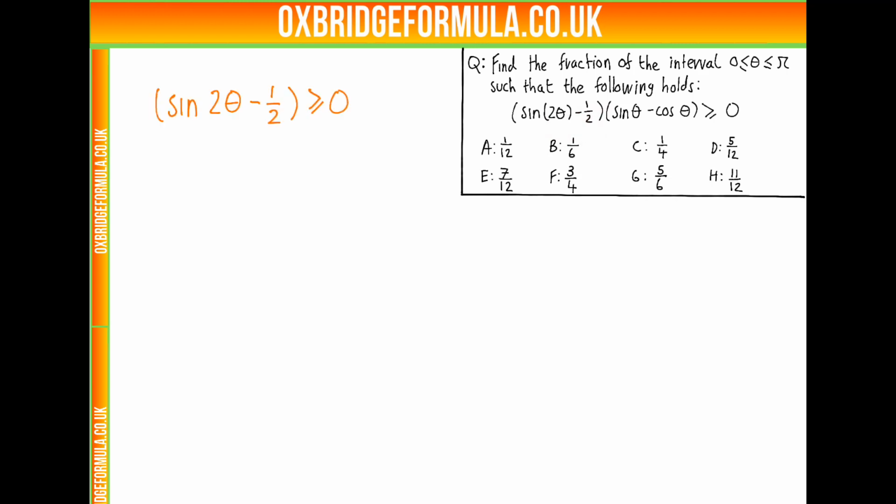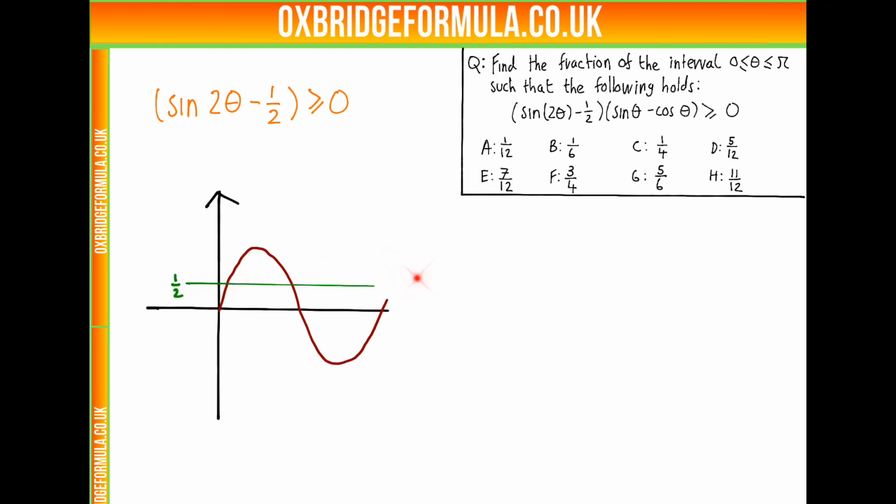So sin 2 theta minus a half greater than or equal to 0. So let's draw a sine curve, because it'll just make this a lot easier. So this is a sine curve from 0 to 2 pi, because we're looking at theta between 0 and pi, but because we've got 2 theta here, let's look between 0 and 2 pi. And let's put our line of a half on. So we sort of need to know these intersections. Well, we know sine of pi over 6 is a half. So this is pi over 6. And by the symmetry of the sine curve, we know this should be 5 pi over 6.